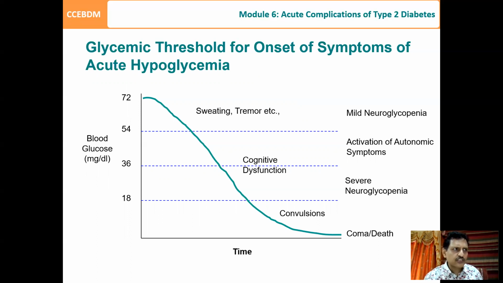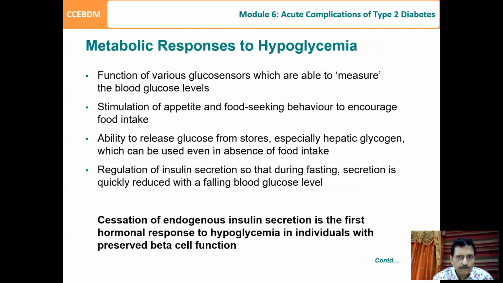So the adrenergic symptoms occur when the blood glucose level is mildly low, in the range of 60 to 70 or 55 to 70. Then the patient can understand something wrong is happening, and these are the premonitory symptoms of hypoglycemia, which have great importance in identifying the impending risk of development of neuroglycopenia.